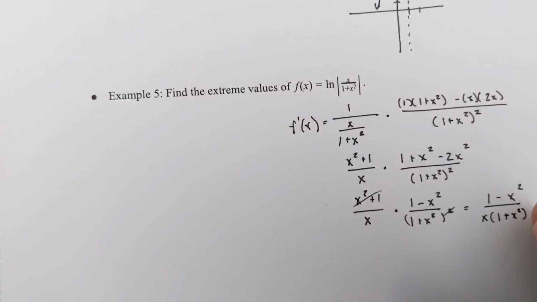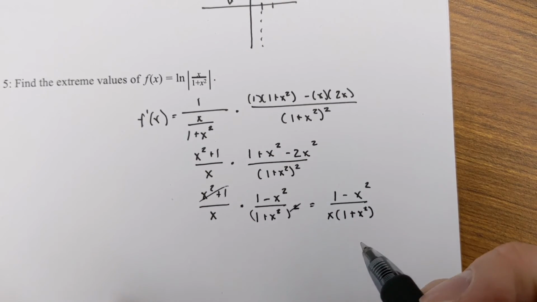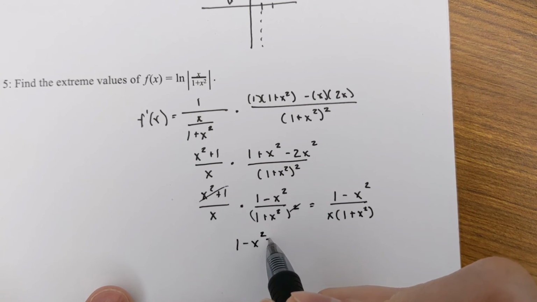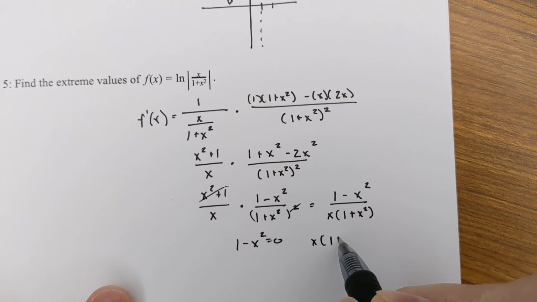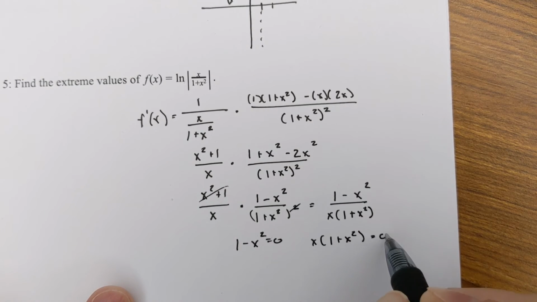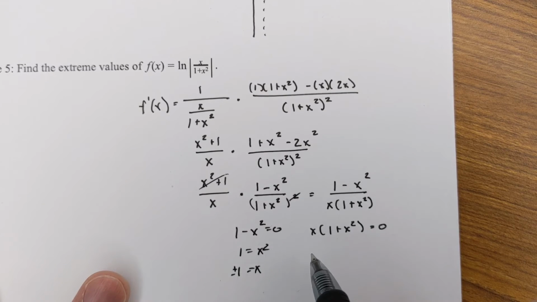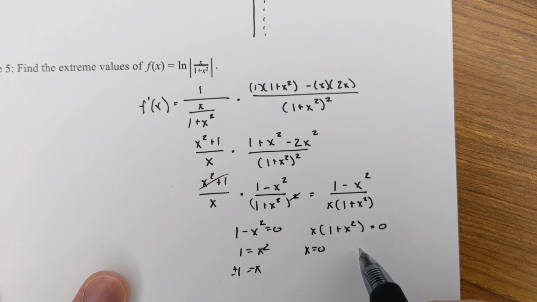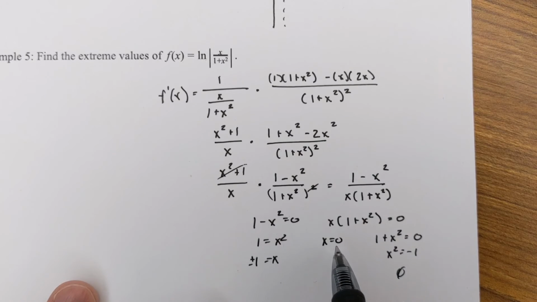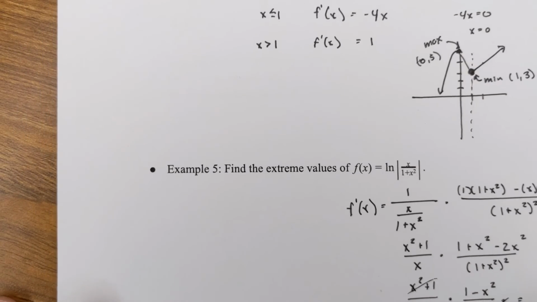So I need to find my critical values. To do that, I need to set my numerator equal to 0 and set my denominator equal to 0. So this would become 1 equals x squared, so x is plus or minus 1 when I take the square root. This one gives me x equals 0. I also then have to split to do that. So this will give me x squared equals -1, which has no solutions. So my critical values are at 0, -1, and +1.